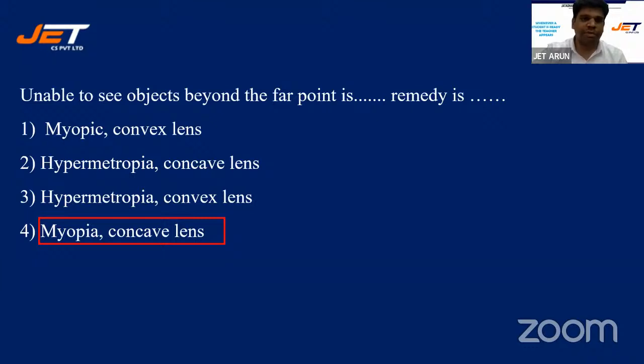It's myopia and concave lens. Unable to see objects beyond far point is myopia. All right, that defect is myopia. And the correction is concave lens. Yes, that's right. Now I've revealed the key, students, so you have to stop answering in the chat box because I've revealed the key. So it's obviously 4. Anyways, good.